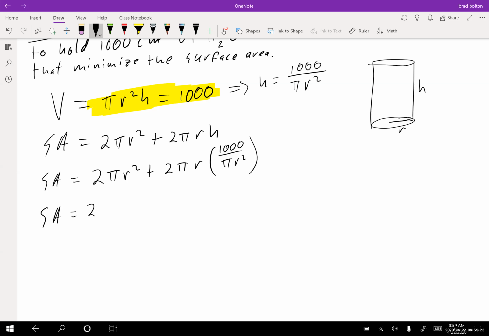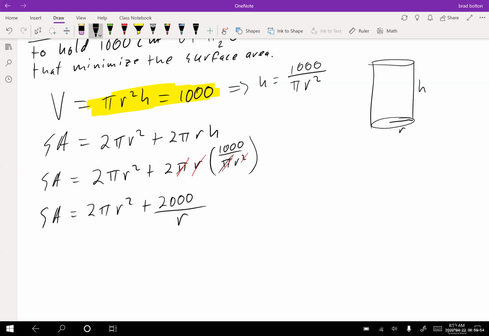Surface area equals 2 pi r squared plus, now one of these r's can cancel, okay, and then we'll be left with 2,000 pi, oh no, and the pi's cancel as well, sorry about that. 2,000 over r, I guess, oops, let me write it in black, over r.